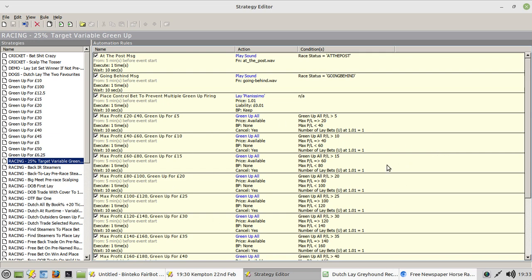Now, the way this thing works is as follows. It uses the max P&L twice to identify the range in which the current maximum potential profit lies, and from that it will then check to see if the green up position is greater than the figure I've specified for each rule. And if those three conditions are met, it will then go in and green up. However, there's an additional condition that's necessary. You could potentially imagine that if our potential profit was between 80 and 100, say, and that target profit of £20, therefore, is hit, and the green up process works.